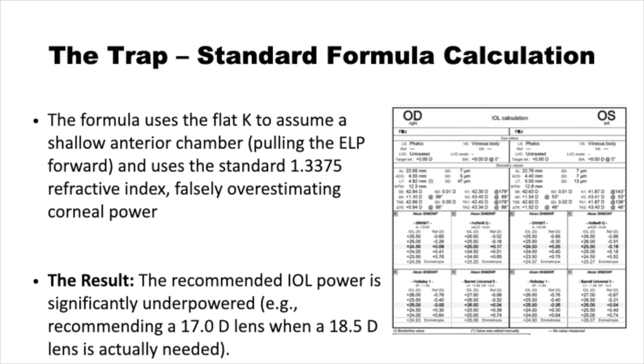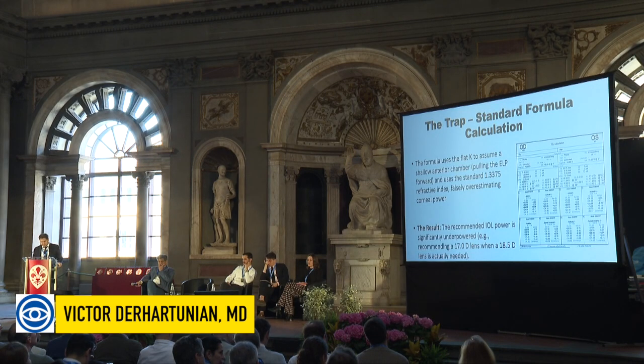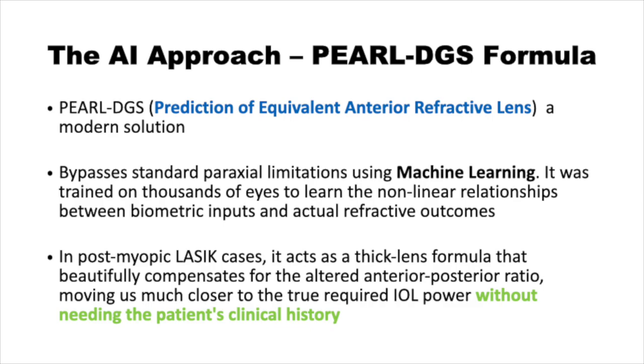If we use standard formulas like Holladay or SRK/T, you see that we would also end up with hyperopization. So instead of choosing a stronger IOL power, we would just use a lower power lens.